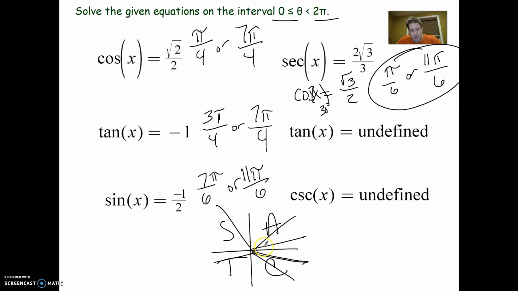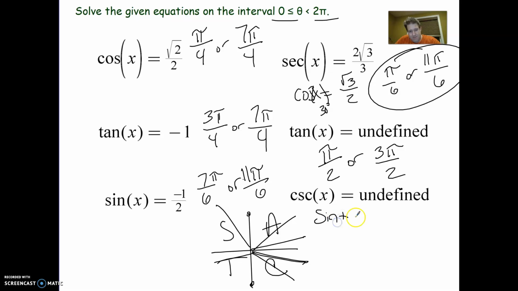Okay, tangent of x is undefined. When is tangent undefined? When the x has no length, basically. So tangent is y over x. So that would be both here and here. So that would be pi over 2 or 3 pi over 2. Because right here it has a height of 1, but it would be over an x of 0, which wouldn't make any sense. That'd be undefined.